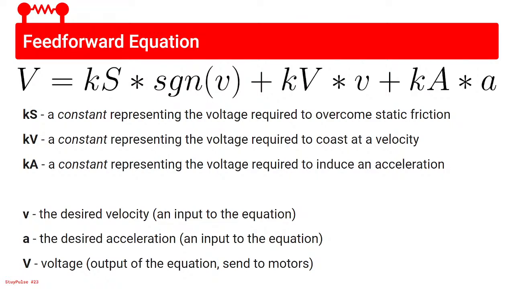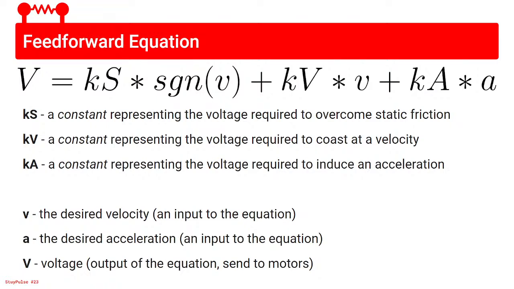A simple way I think of it is that the units of kV are voltage over the unit of velocity, right? So when I multiply the target velocity by kV, or velocity times voltage over velocity, I'd get back voltage.